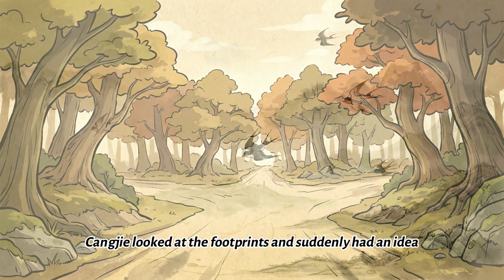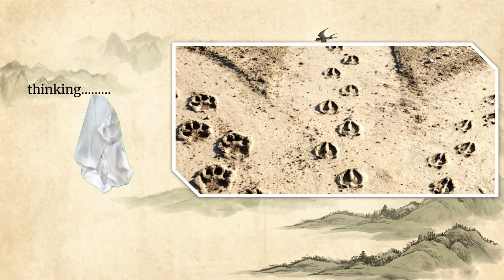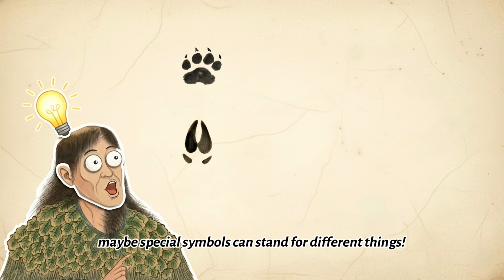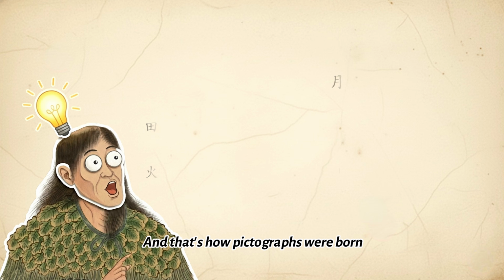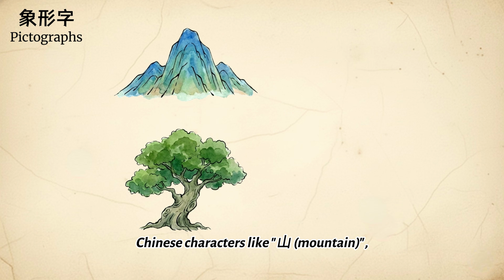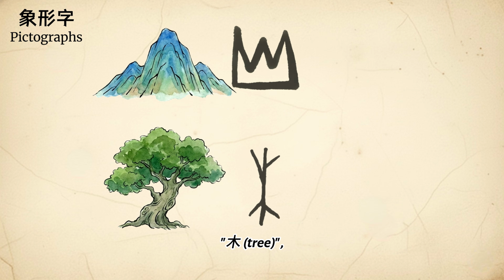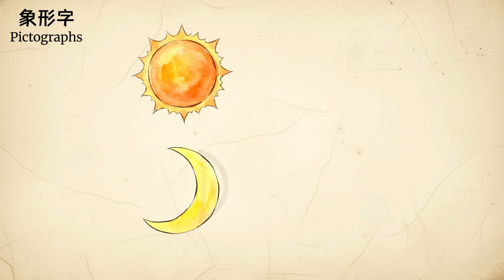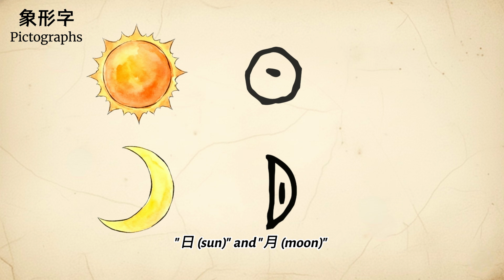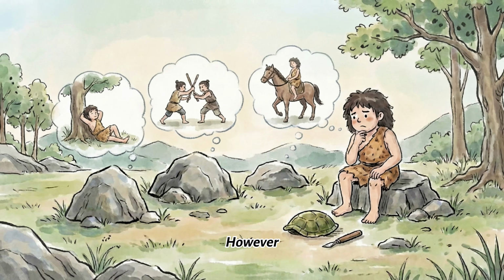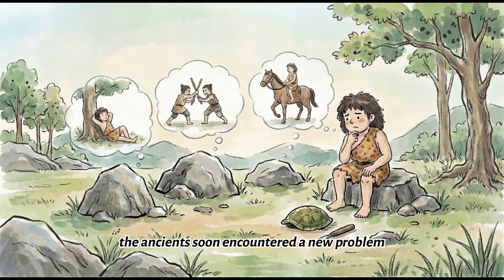Cangjie looked at the footprints and suddenly had an idea. If different footprints stand for different animals, maybe special symbols can stand for different things. That's how pictographs were born. Even today, Chinese characters like Shan, Wu, Ri, and Yue are all pictographs. However, the ancients still encountered a new problem.